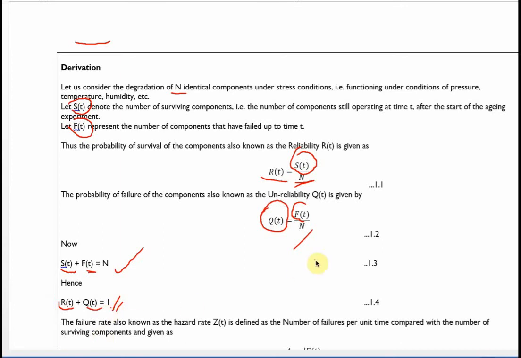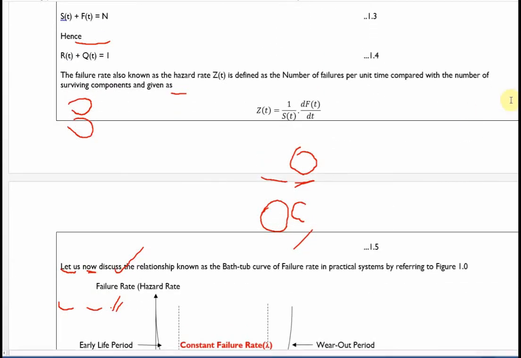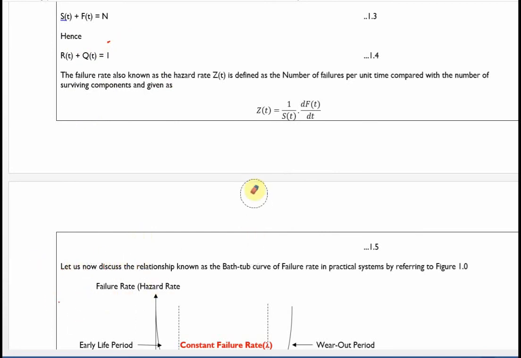Now let's analyze the failure rate, which is given by z of t. Give me a moment, let me get rid of these ones. Our failure rate, which is also known as the hazard rate, is given by this: z of t, which is the number of failures per unit time, differentiating the number of failures per unit time compared with the number of surviving components, as in this part of the equation. So this is our failure rate or hazard rate.